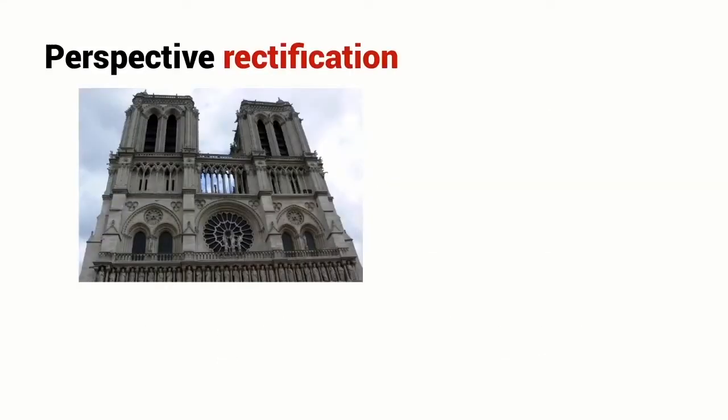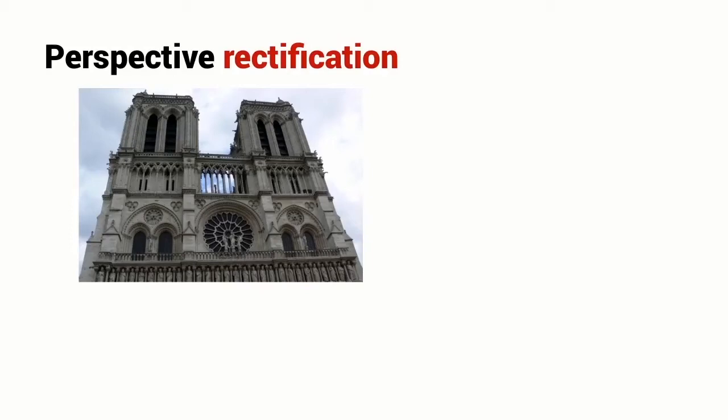Let's look at a practical example of how we can use this technique to perform something called perspective rectification. Now this is a picture that I took of Notre Dame Cathedral in Paris. It's a very tall cathedral, so I'm on the ground in front looking up and taking a picture. And clearly, because my camera is tilted upwards, I've got a very distorted view of the front of the cathedral.